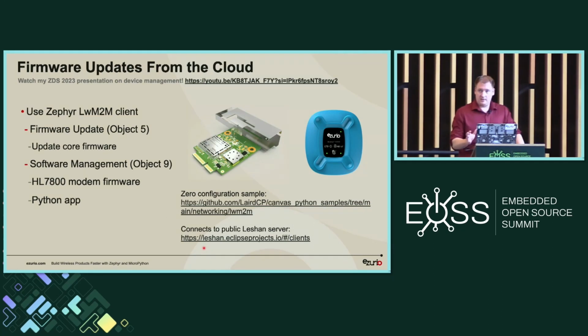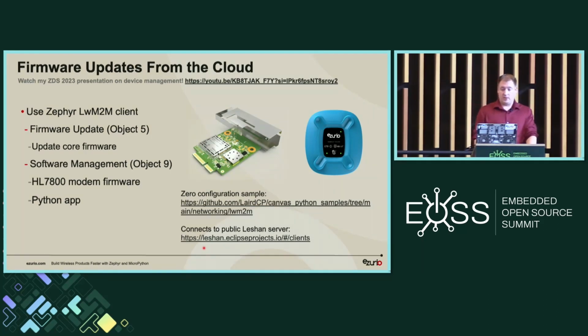So I'm not going to go into super deep detail on Lightweight M2M, but we're using the Zephyr Lightweight M2M client. We use Object 5 for firmware update. This allows us to update the core firmware, which, in case we add new features to the core, is important. Then we use Object 9, the software management object, to update modem firmware in the case of our MG100. And this also gives us the ability to update the Python apps themselves, which is what the user is going to be writing.